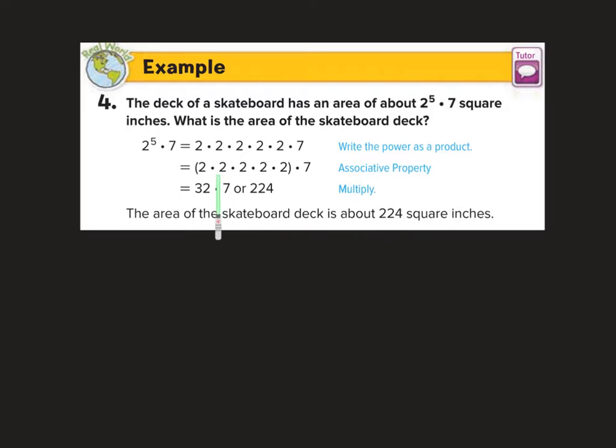So the associative property says we can group these together, and then we multiply. 2 times 2 is 4, 4 times 2 is 8, 8 times 2 is 16, 16 times 2 is 32, times 7, and then 32 times 7 is 224. So the area of the skateboard deck is about 224 square inches.